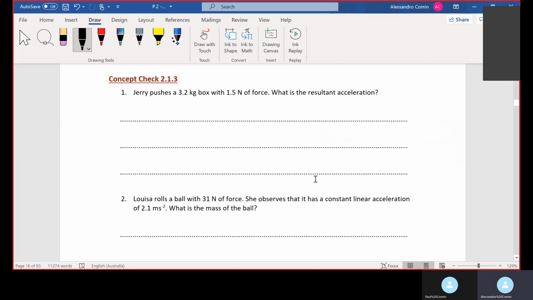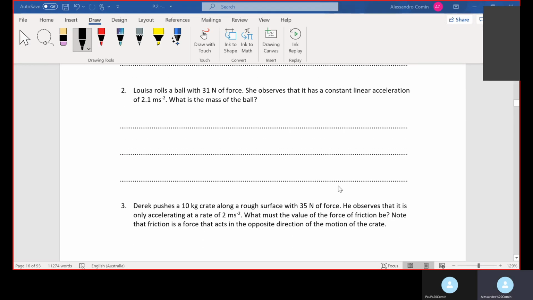Okay, so we have another concept check. Just pause here, and I'll be back in about 30 seconds or so. Okay, I'm back. So questions 1 and 2 are very straightforward.